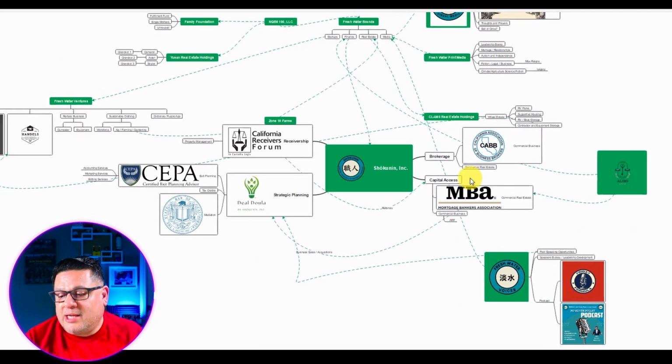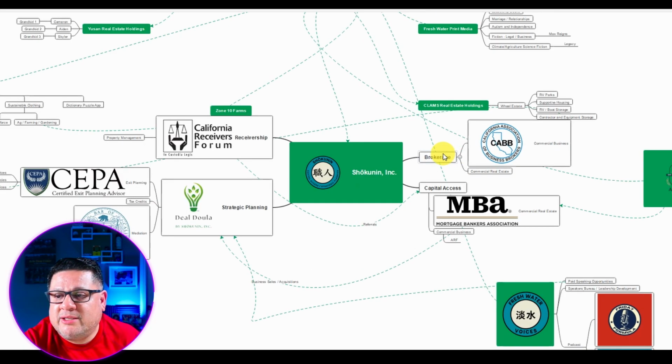And so here I'm showing you an example of a mind map of my own. This is something that I have put together. This is my company, Shokunin, and the different services, ideas, products that we've come together, like Deal Doula.